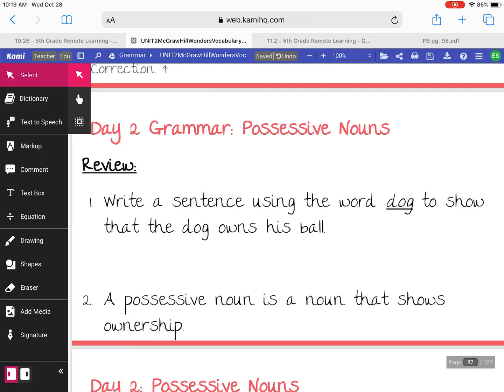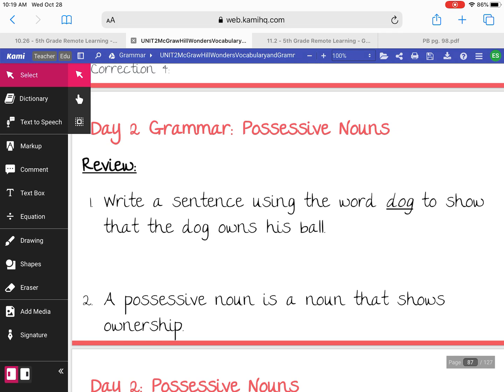Alrighty, so we're still working on possessive nouns today, and we're going to do a little bit of review to start us off. It says, write a sentence using the word dog to show that a dog owns his ball. I want you to pause the video right now and write down a sentence that uses the word dog to show that the dog owns the ball. When your teacher's ready and you've shared some examples, you can turn yours back on. If you did it correctly, give yourself a star next to your sentence. So go ahead and pause.